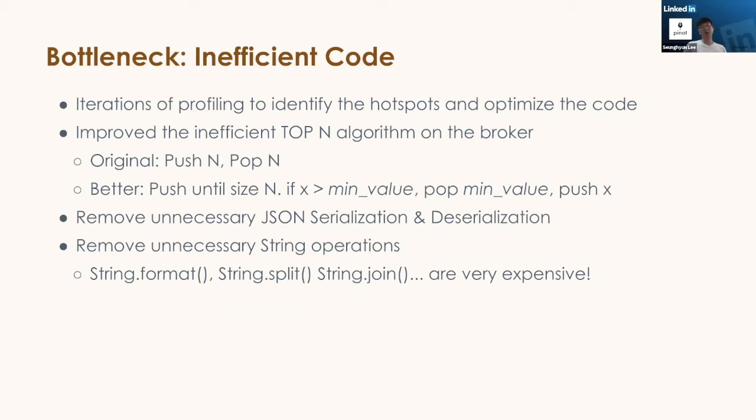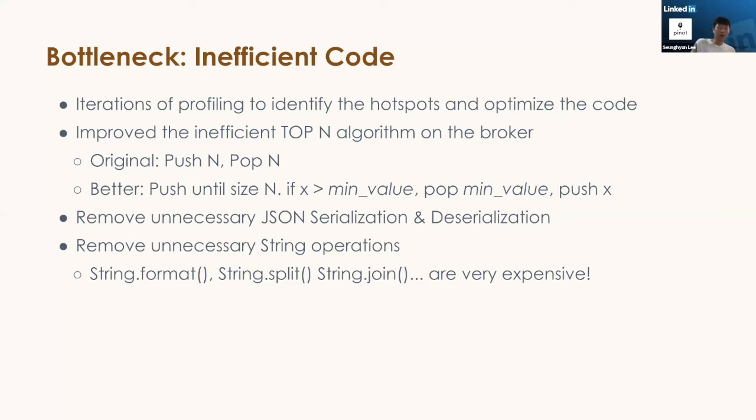One example is the top-N computing algorithm on the broker side. Originally, the code naively added all elements to the heap and popped N elements for computing the top N. This algorithm uses a lot of memory and also wastes a lot of CPU cycles to rebalance the heap data structure. The better algorithm is to push until the heap size becomes N, and then push x only if x is larger than the minimum value of the queue.